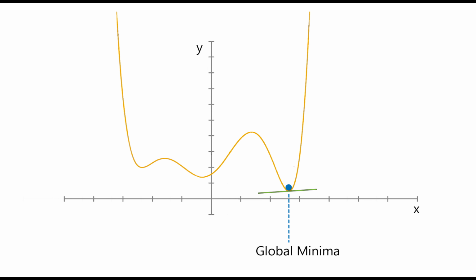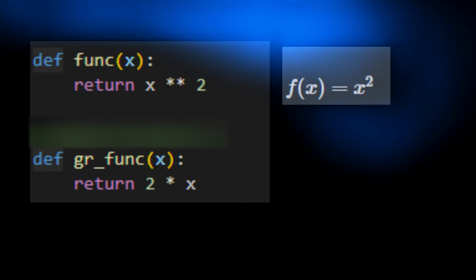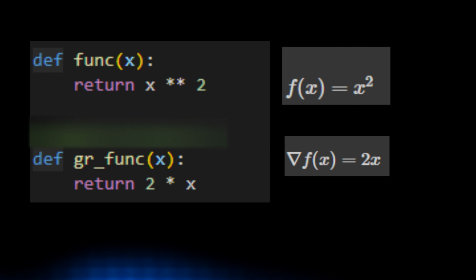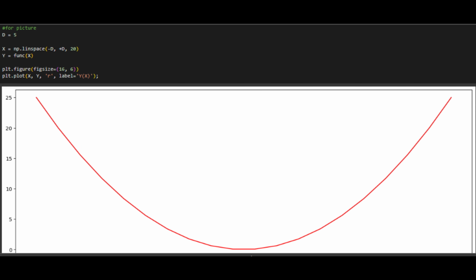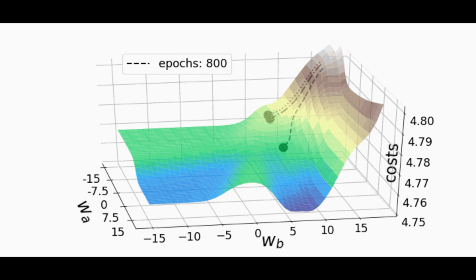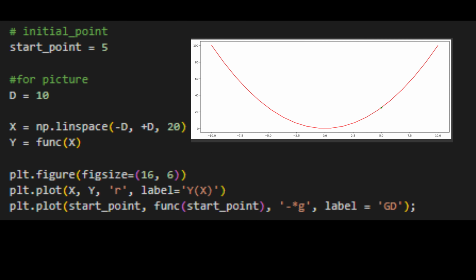Let's try to implement gradient descent programmatically to better understand how it works. Firstly, define two functions, the parabola function and the derivative of the parabola function. We can draw this function on the graph. Indeed, we see a parabola. To find the minimum of this function, we can use the optimization method, gradient descent. For this, we need to set a starting point, from where we will count gradients and roll down to the minimum. In the graph, the green star is the starting point.